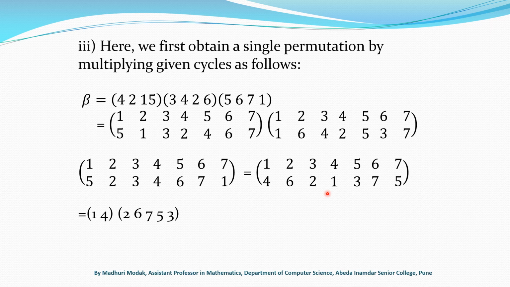Now we write it in cycle form. 1 goes to 4 and 4 goes to 1. So first is a cycle of length 2, (1 4). Now the element not covered here is 2. So we start with 2 now.